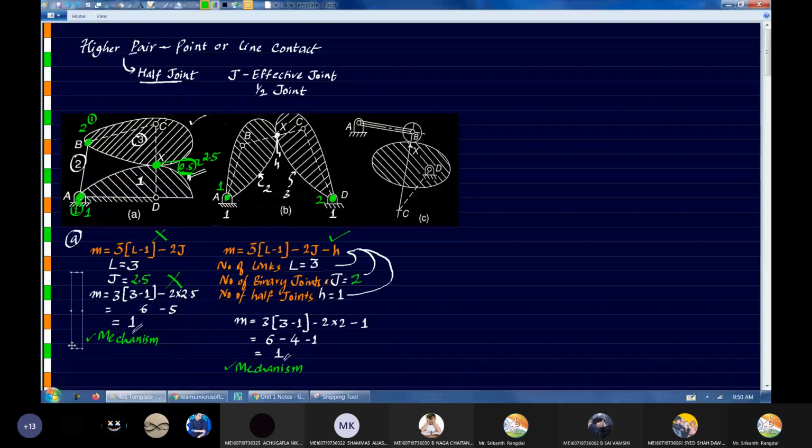So let us see how to do this in the regular approach. Now we have to count the binary joints. How many binary joints are there?